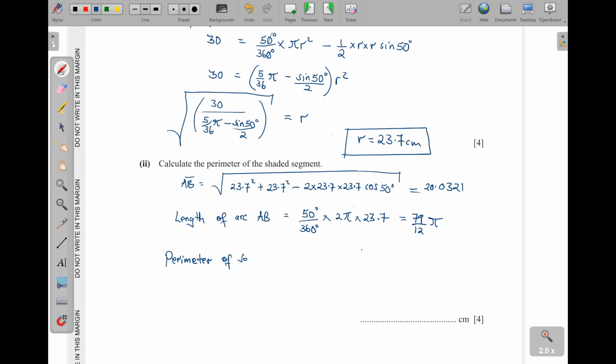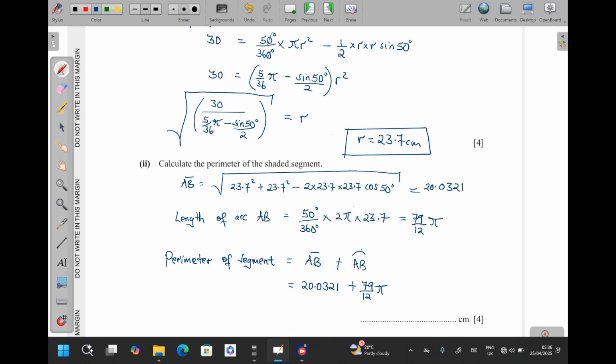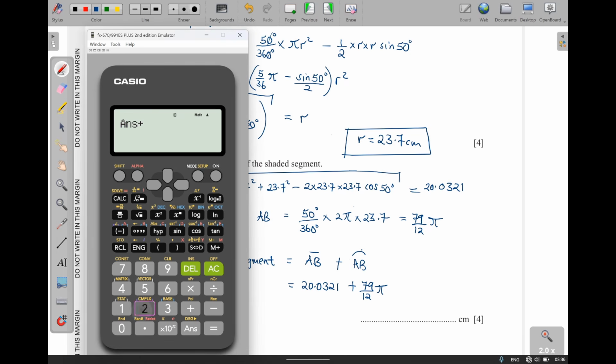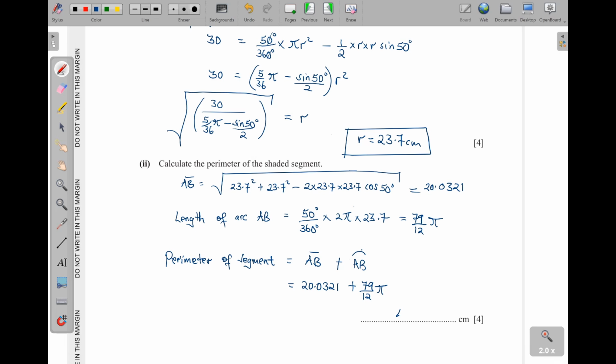That means the perimeter of the segment, that shaded one, is going to be equal to the straight edge AB plus the arc AB. So we are going to have 20.0321 whatever, plus 79 over 12 of pi. So I just get my calculator here and say 20.0321 plus that, and to three significant figures I'll write 40.7. So this has been it for this paper.